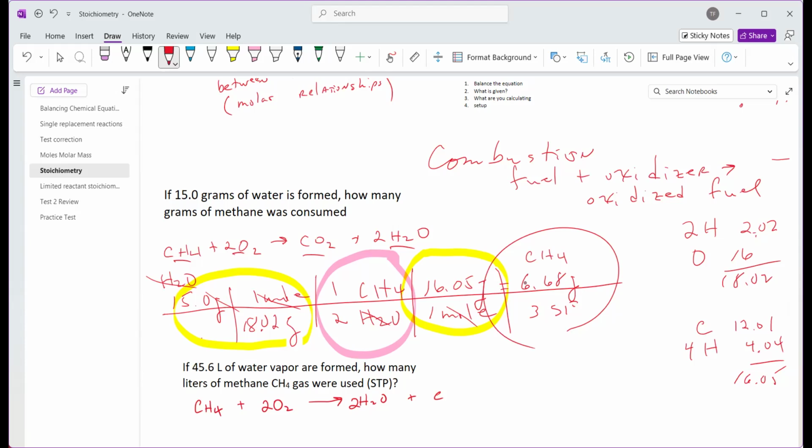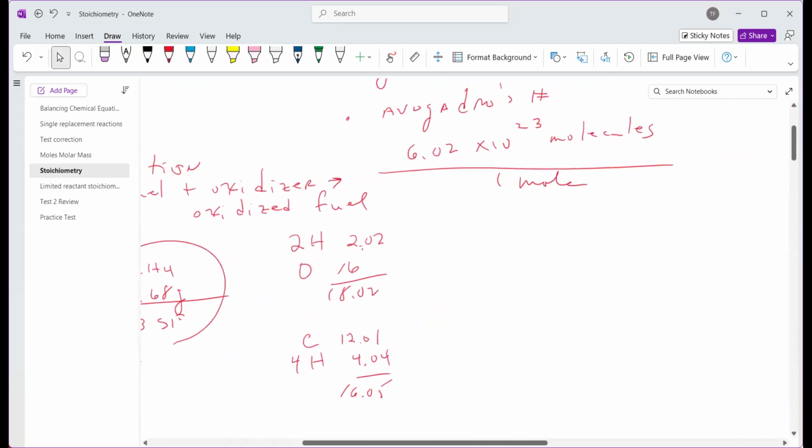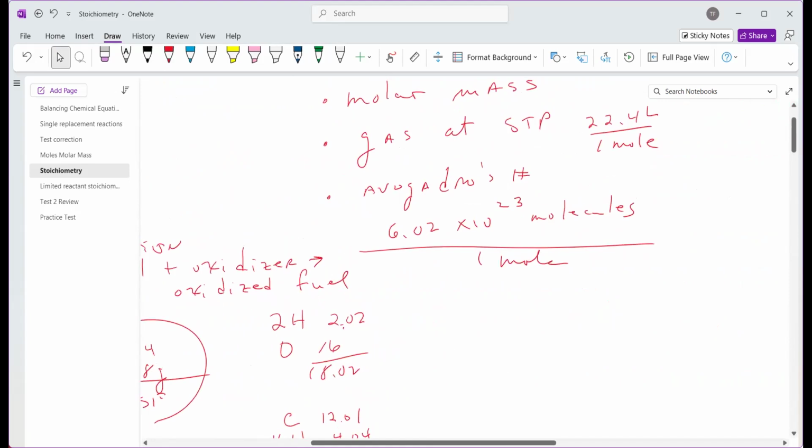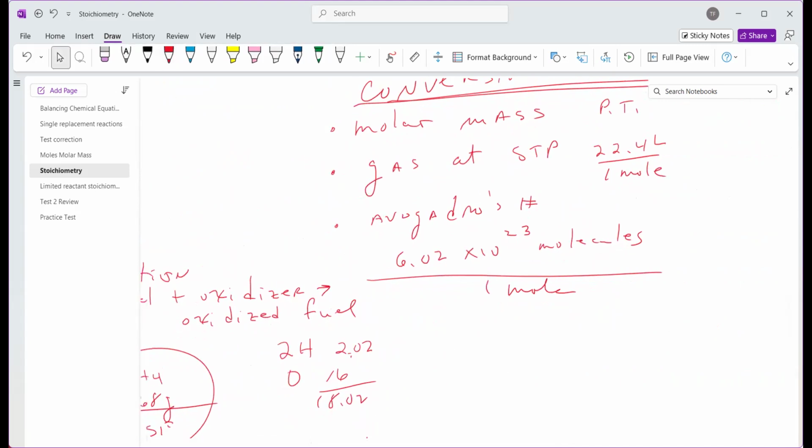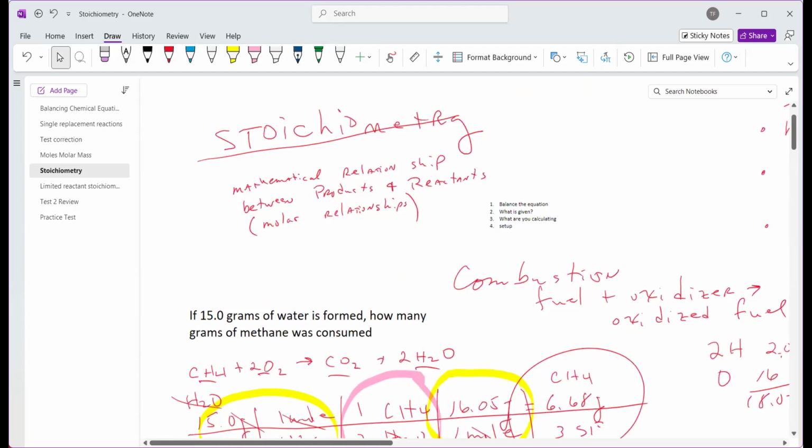Now let's go over the conversion factors we've learned up to this point. So we've got Avogadro's number. Gas at STP, 22.4 liters per mole at STP only. And then the molar mass from the periodic table. We have to work with. Okay, are there any questions about this process?